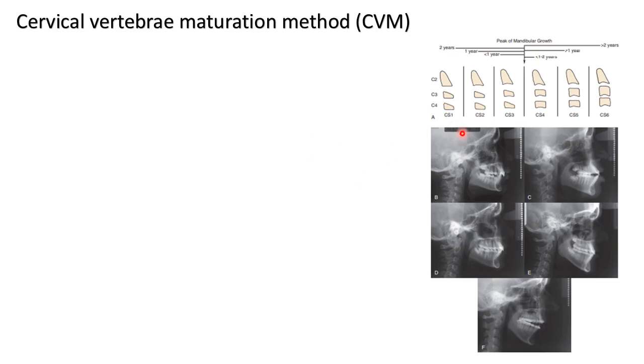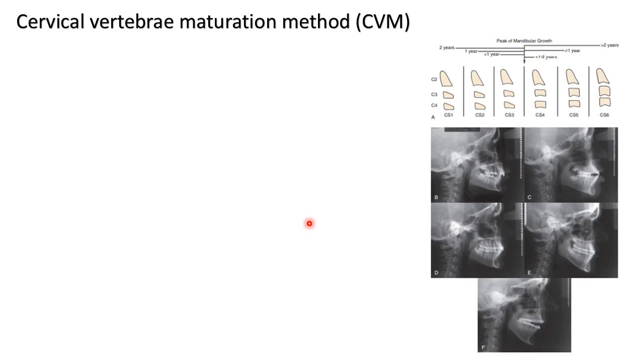So you can see here in these radiographs and this diagram, it shows the change in the size of C2, C3 and C4. And we have 6 stages. In the first stage, CS1, we are 2 years away from the peak of mandibular growth. In CS2, meaning stage 2, we are 1 year away from the peak, and in stage 3 we are less than a year, very close to the maximum growth spurt, which is the best timing for using the myofunctional appliance. And CS4 indicates we are between 1 to 2 years away, and more than 1 year at CS5, and at stage 6, we are 2 years past the maximum growth spurt.